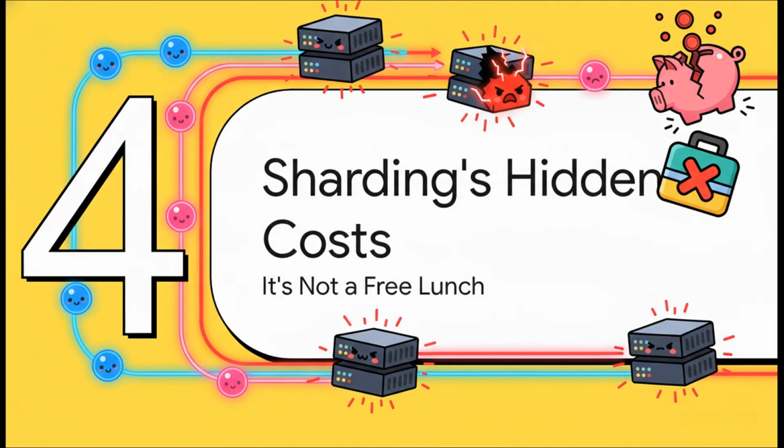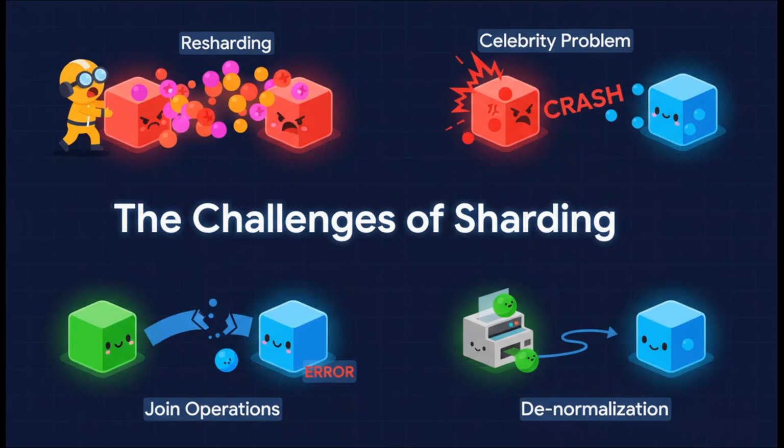But even with these clever solutions like consistent hashing, it is so important to remember that sharding is not a free lunch. It comes with some really serious hidden costs. First off, resharding. What do you do when one of your shards gets full? Moving all that data around without downtime is a total nightmare. The celebrity problem, as we saw, can still pop up. And what about database joins? Ugh, man, trying to perform a join across multiple independent servers is incredibly complex and slow. This often forces you into duplicating data, something called denormalization, just to make basic queries even possible.